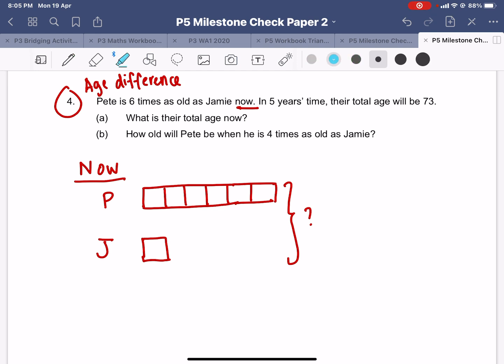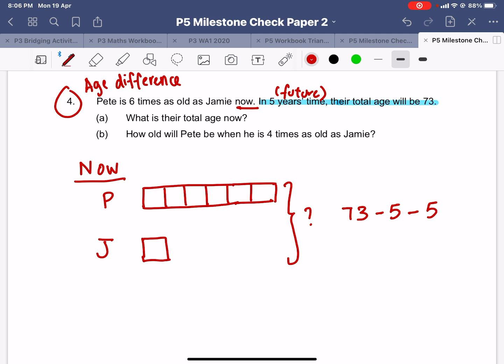But they said this. In 5 years' time, their total age will be 73. Now, 5 years' time is in the future. It is not now. This is about the future. But if I want to see what is the present amount, that means now, total, do you think there's a way to find out? In the future, there are 73, right? 5 years ago, they are supposed to be younger by 5 years. Another person should also be younger by 5 years. Am I right? Because we are talking about total age.